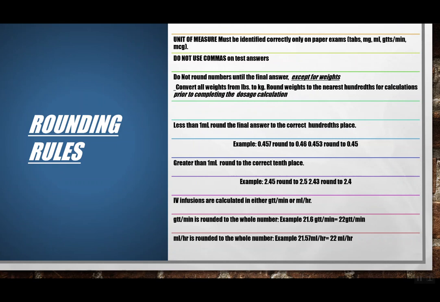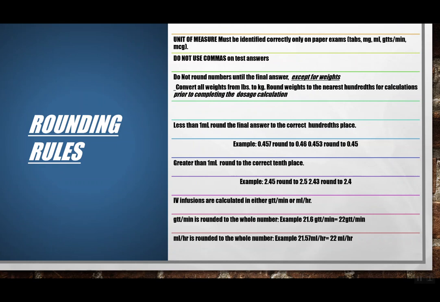No comma in that. Do not round numbers until the final answer, except for weights. Convert all weights from pounds to kilograms. Round weights to the nearest hundredths for calculations prior to completing the dosage calculation. If you have less than 1 mL, round the answer to the hundredths place. So 0.457 rounds to 0.46 and 0.453 rounds to 0.45. If it's greater than 1 milliliter, round to the tenths place. So 2.45 rounds to 2.5. 2.43 rounds to 2.4.